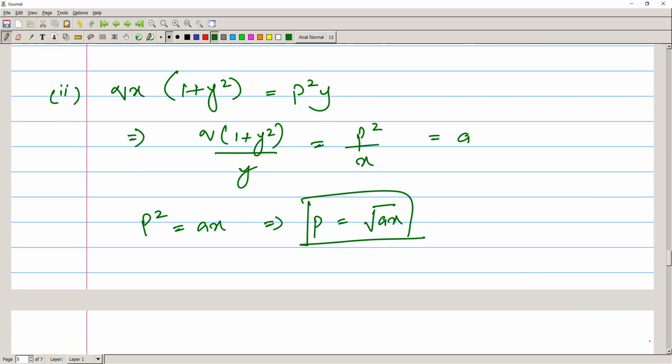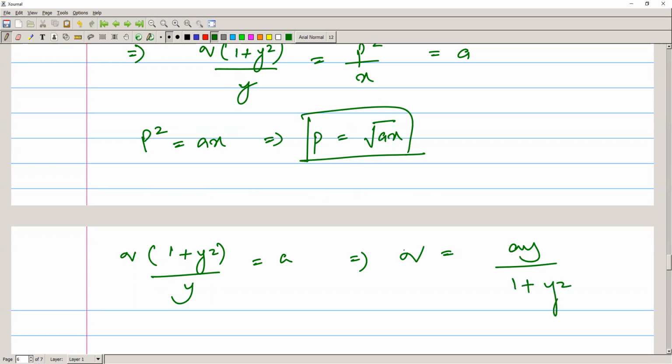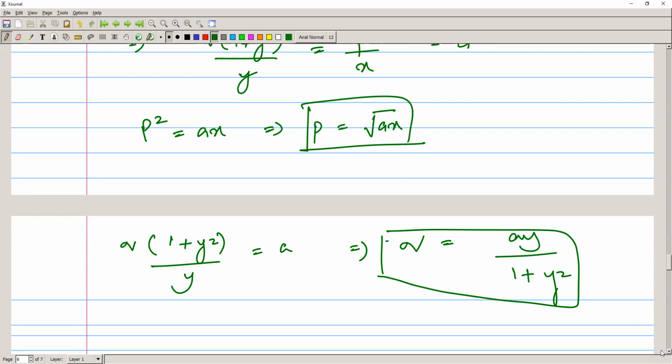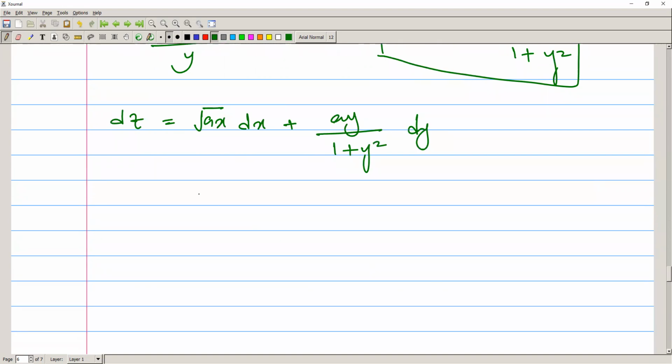So quite easily we find p in terms of x, and now we have to work out q in terms of y. So it's also easy because we are given that q times 1 plus y squared over y is equal to a. So it's so simple, we just have to cross multiply, so we will get this q in terms of y. Now we can put it into the auxiliary equation, that is dz is p dx. So p is square root of ax dx plus q dy. So q will be equal to ay over 1 plus y squared dy, right? So now these are separable and integrable, so we'll integrate these.